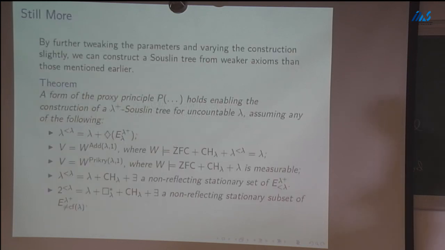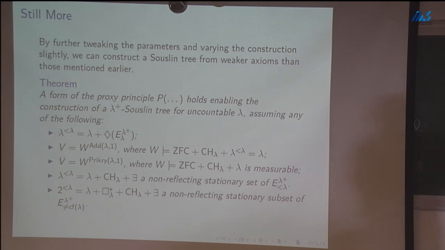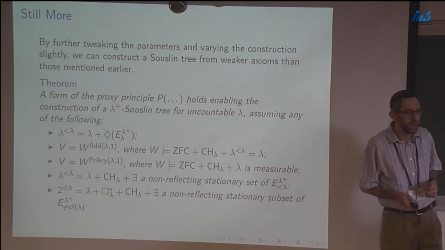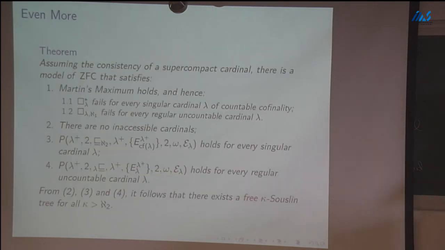So far it seems that all the axioms we've been talking about are focusing on V equals L and all these square axioms and related axioms that seem to be true in V equals L. Is there any relevance to our approach if we don't like working in V equals L? The answer is yes, we can actually get a model of Martin's maximum.